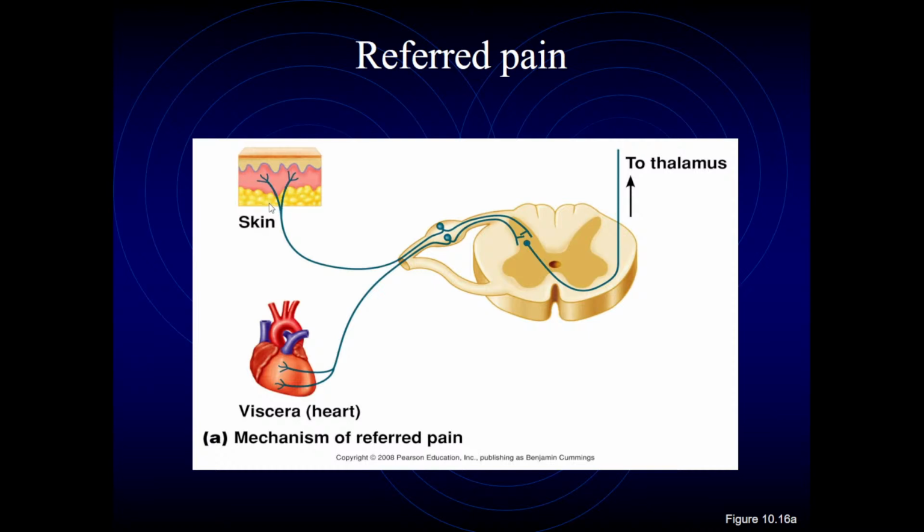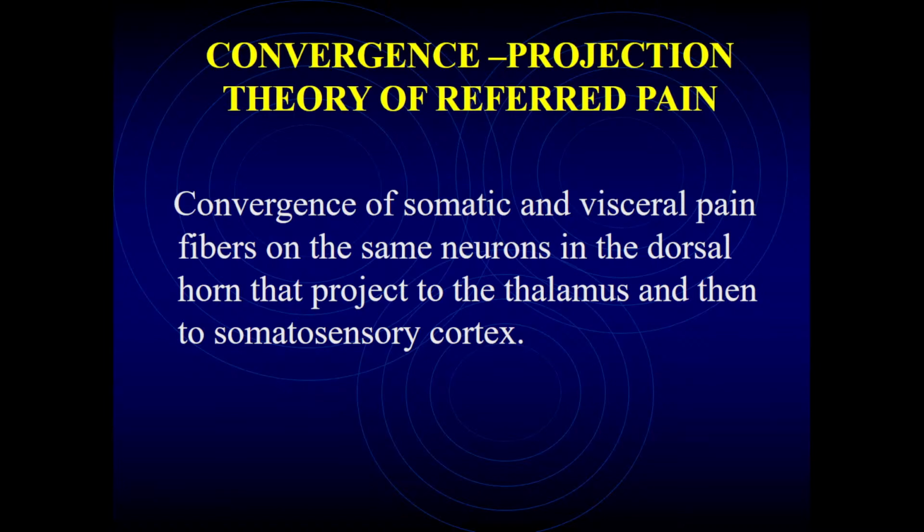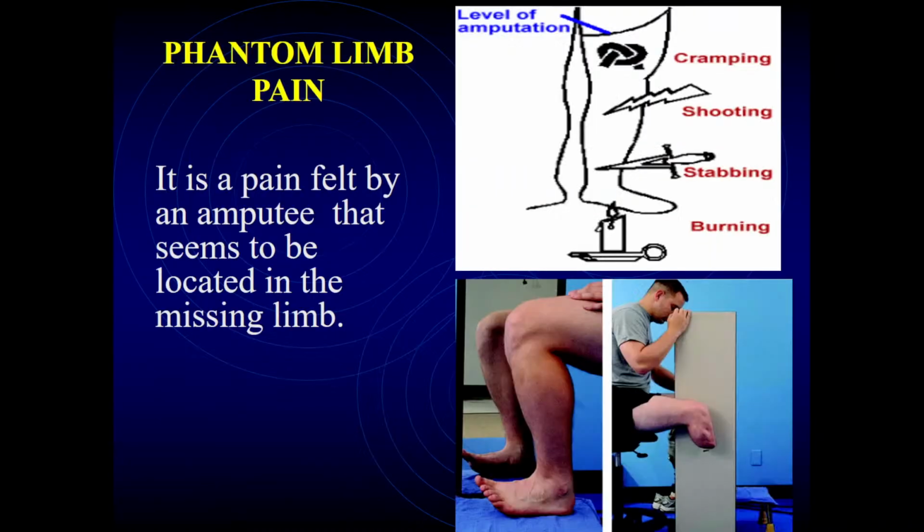Mechanism of referred pain. Convergence of somatic and visceral fibers to the same neurons of the dorsal horn, and then they project to the thalamus. And the brain cortex mistakes where the source of pain is. Phantom limb pain. It is a pain felt by an amputee that seems to be located in the missing limb.